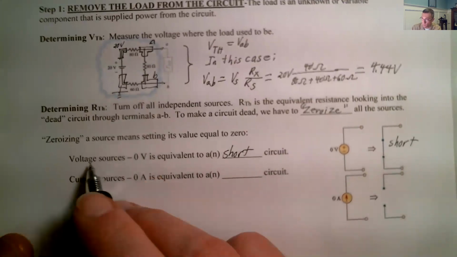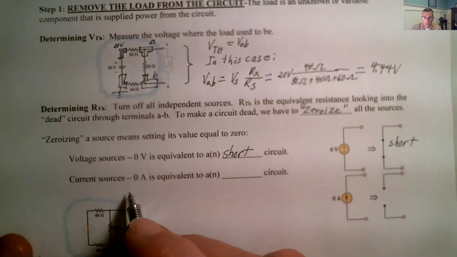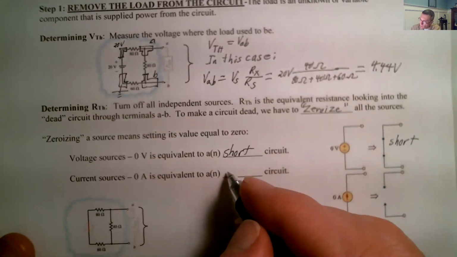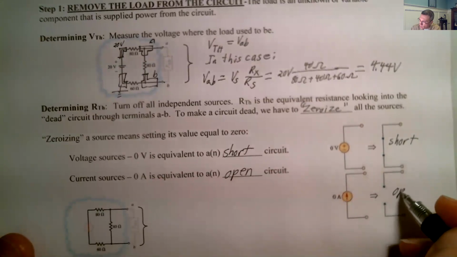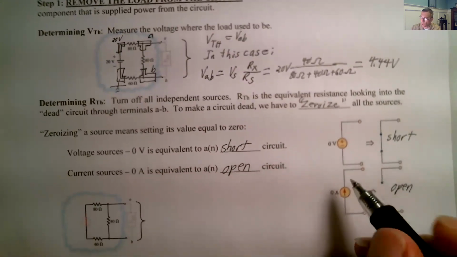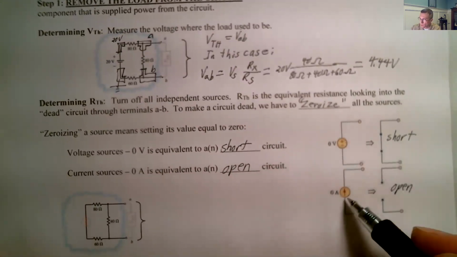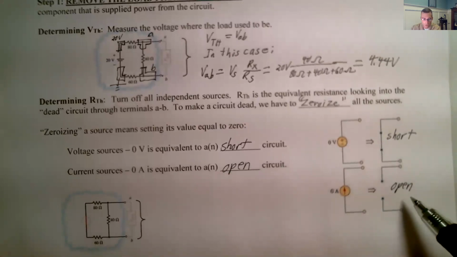So the voltage source, we change it to 0 volts. Current source, we change to 0 amps. And something that has 0 amps through it is an open circuit. So this is an open. So we replace all of our voltage sources with short circuits and all of our current sources with open circuits.